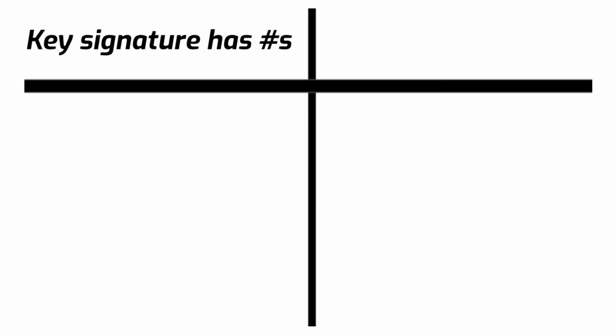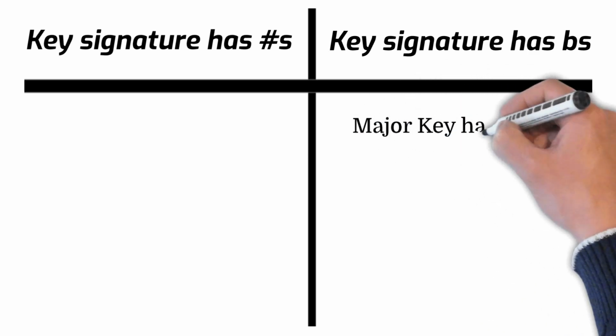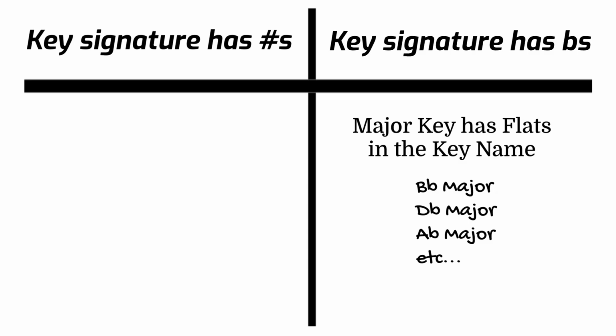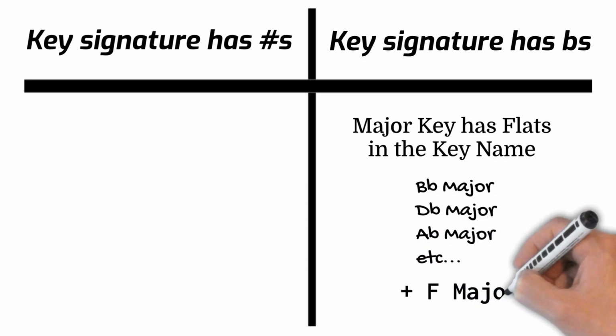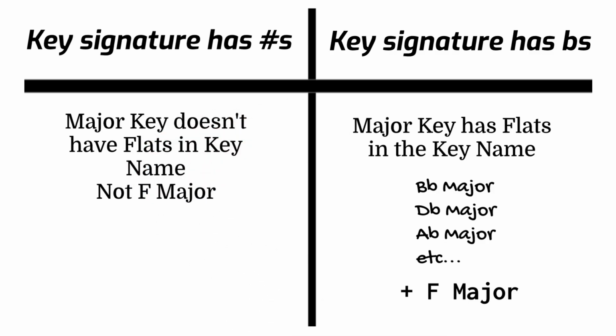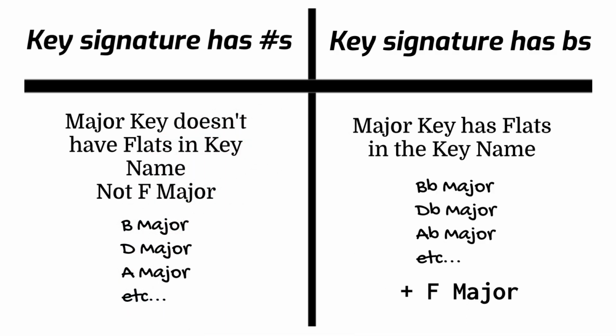Before we progress, we should know when to choose the sharp strategy versus the flat strategy. In short, if the key name has a flat in it, the key signature will contain flats. This is because the key name must be an accidental in the scale. Keep in mind however that F major, our exception from before, will also contain flats. Other than this, all other key signatures representing major keys will contain sharps.